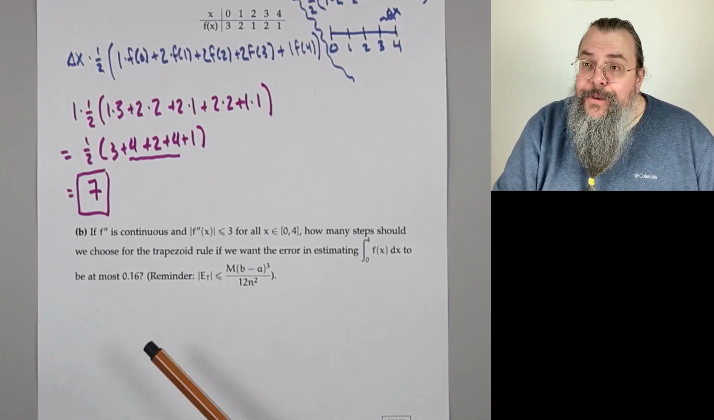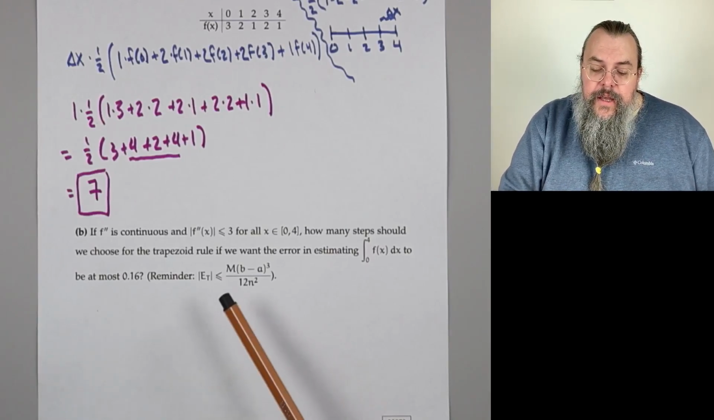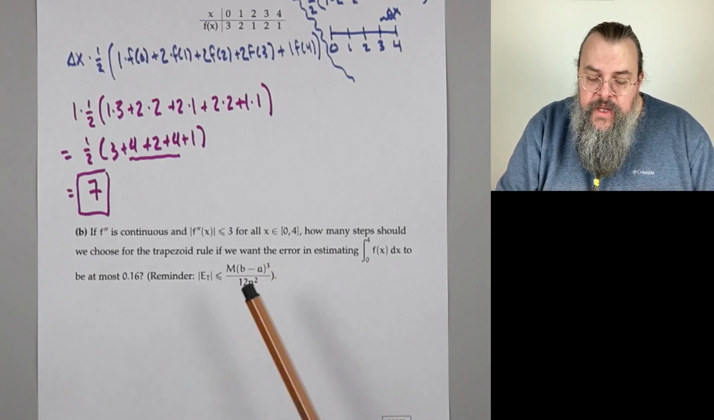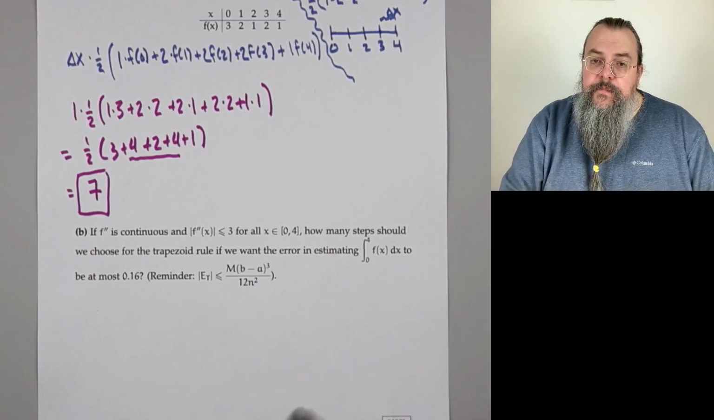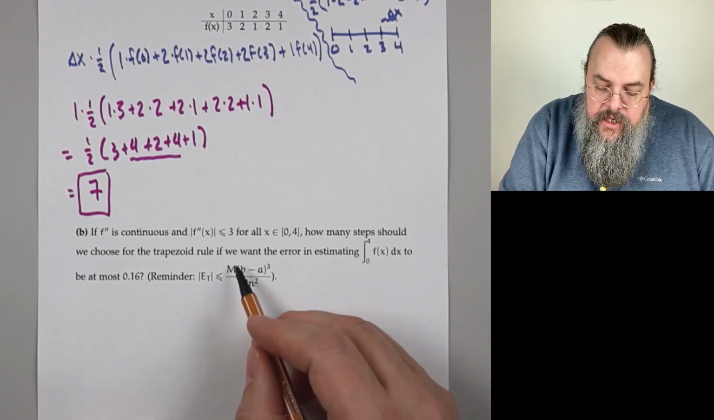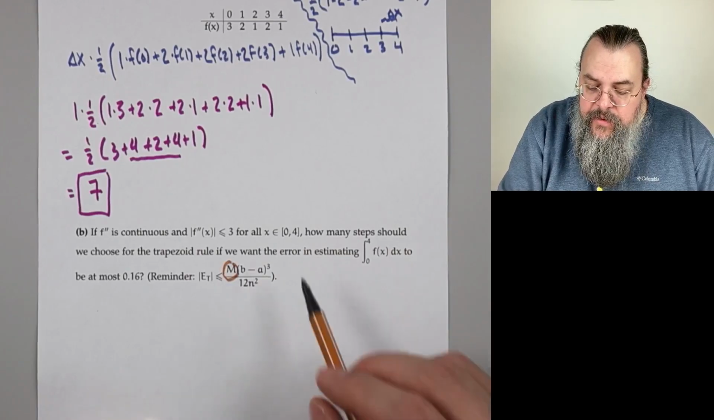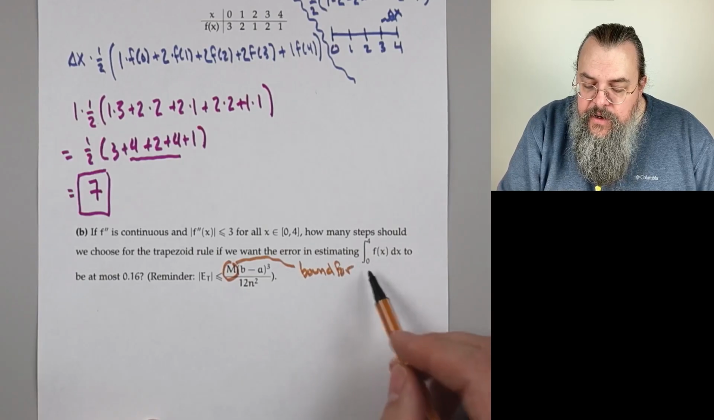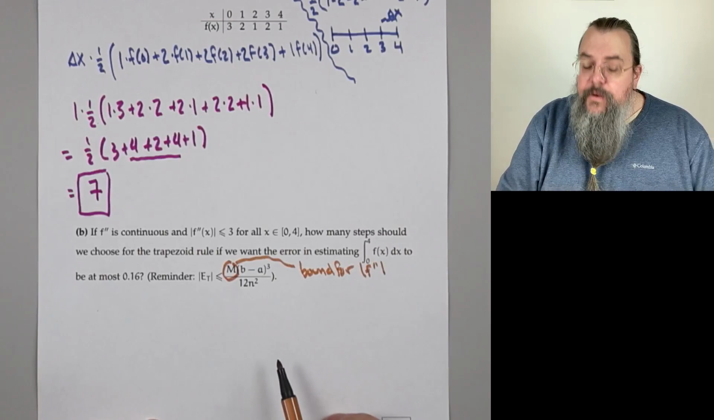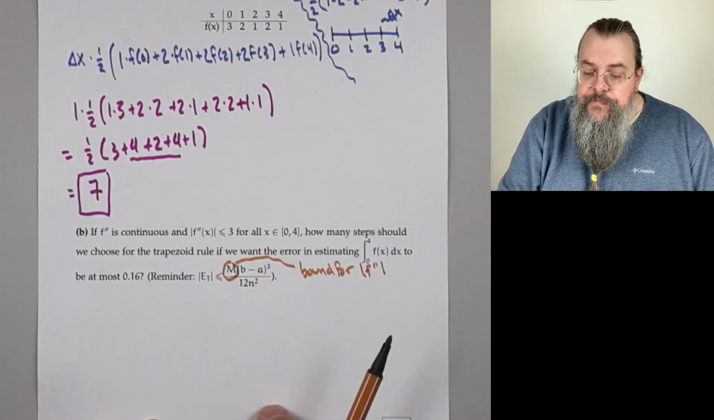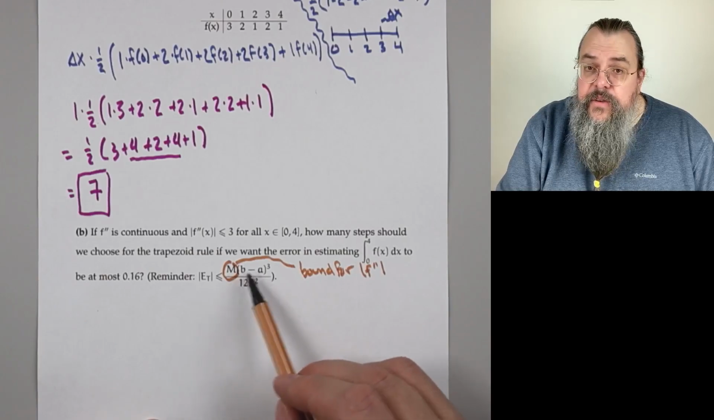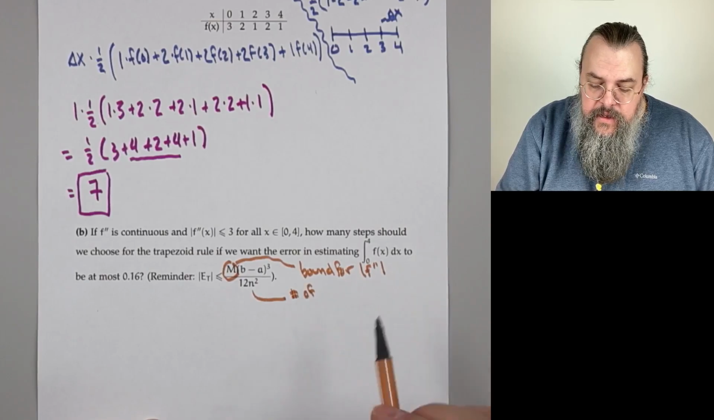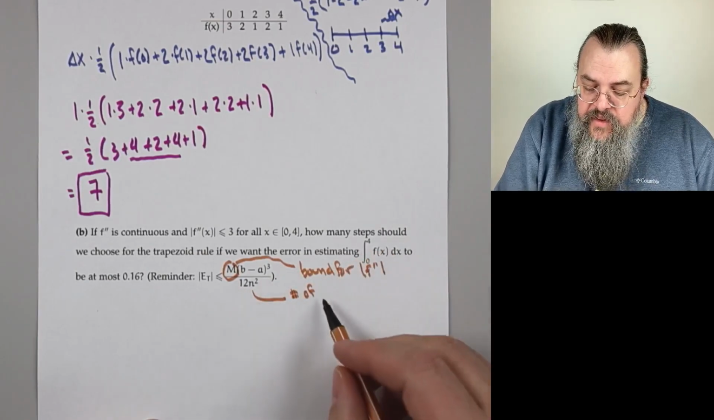Okay, so how do we do that? Well, our error is bounded by this expression. Now, let's dig into what our pieces are. M here, they didn't tell us what that was, but this is our bound for f double prime. Now, what's the worst case scenario? They told us 3. B and A, we're so used to those. Those are our endpoints. And this is our number of, what do we call it here? Number of steps.